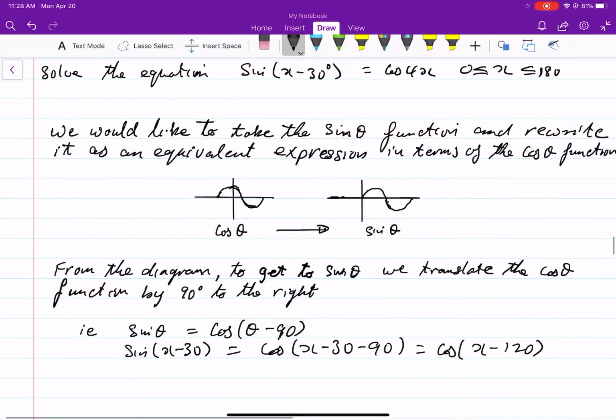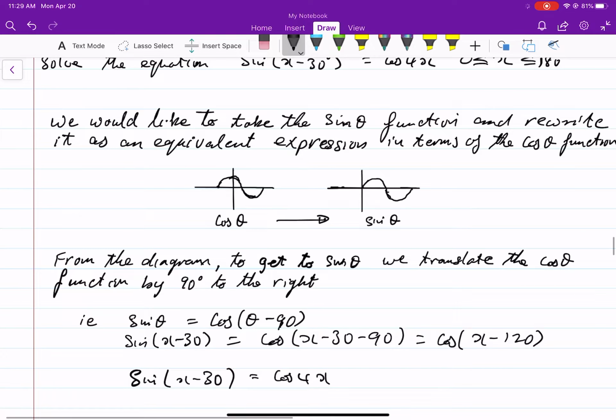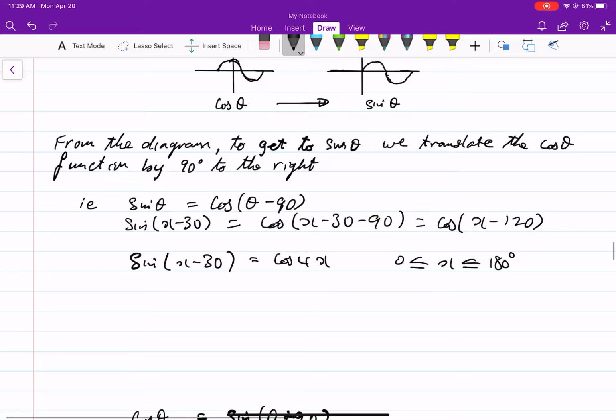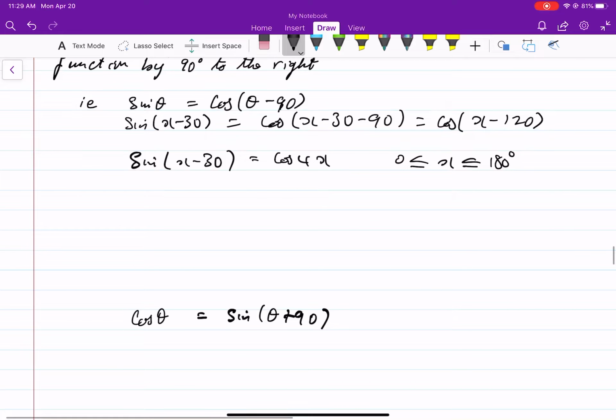So the original equation, which was written as sine of (x minus 30) is equal to cos of 4x, to be solved for x between 0 and 180 inclusive. We're going to rewrite the left-hand side. Instead of writing it as sine of (x minus 30), we rewrite that as cos of (x minus 120). We'll rewrite the right-hand side the same way it is, cos of 4x. And now we're going to solve that as equivalent for x between 0 and 180 degrees inclusive.